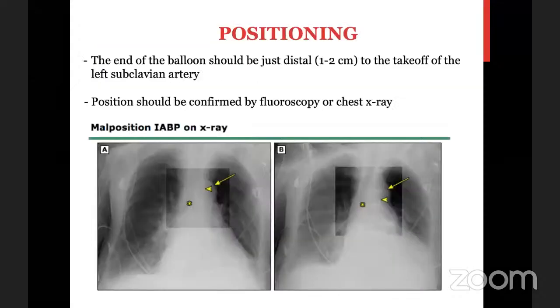So this is the positioning. The end of the balloon should be just distal, 1 to 2 centimeters, to the takeoff of the left subclavian artery, as you see here in the two pictures below. Position should be confirmed by fluoroscopy or chest X-ray.